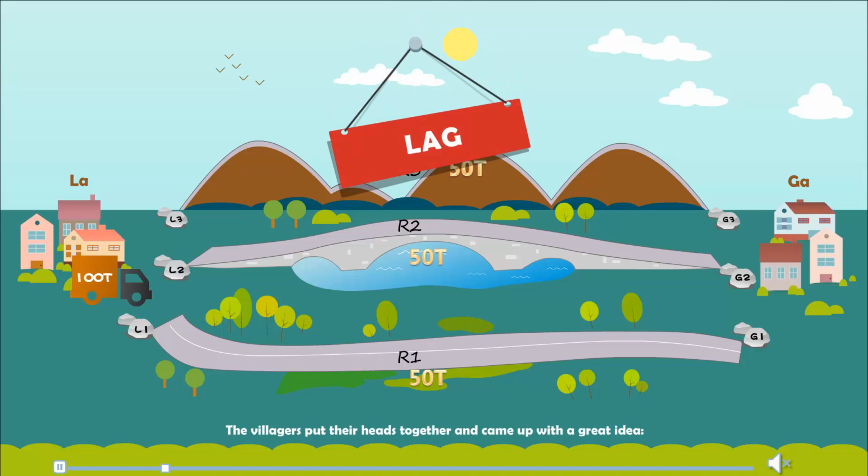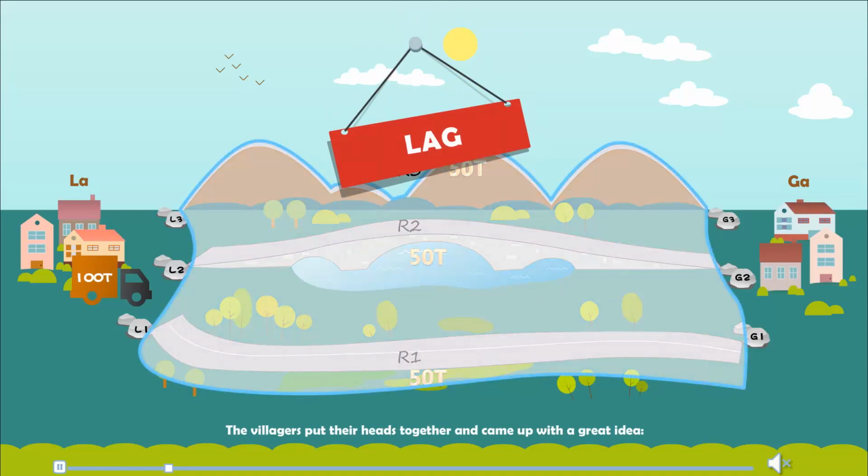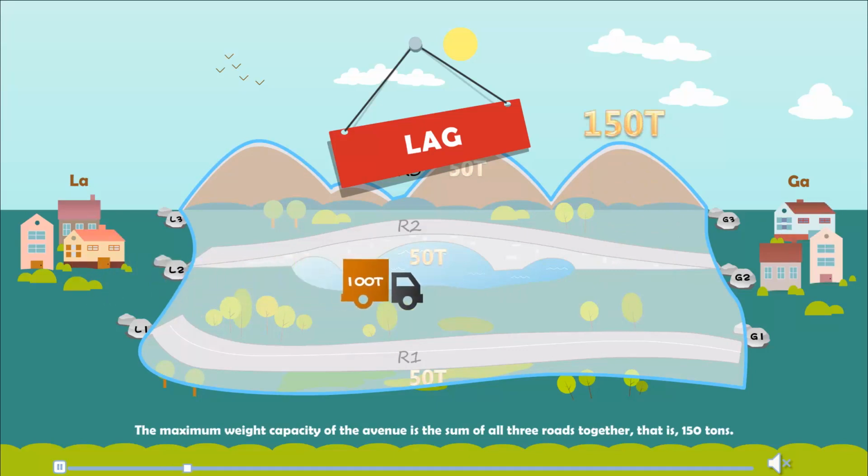The villagers put their heads together and came up with a great idea: Link Aggregation Group (LAG). The villagers bound the 3 roads together to form a virtual avenue. The maximum weight capacity of the avenue is the sum of all 3 roads together, that is, 150 tons.